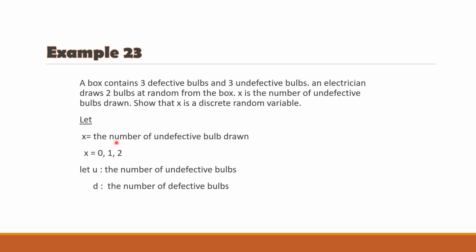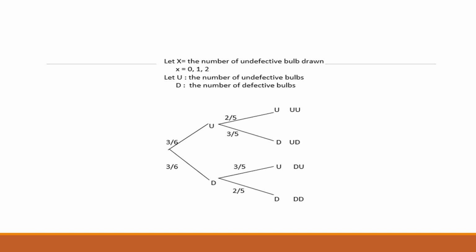Our variable X represents the number of undefective bulbs drawn. So the possible values are 0, 1, 2. Let me use U to represent the number of undefective bulbs. D is the number of defective bulbs. We can use a tree diagram to represent the respective question.